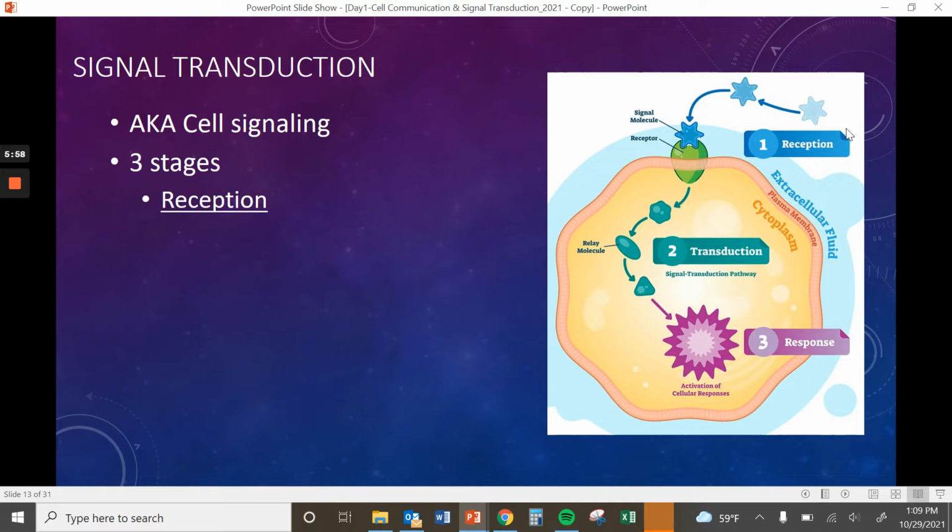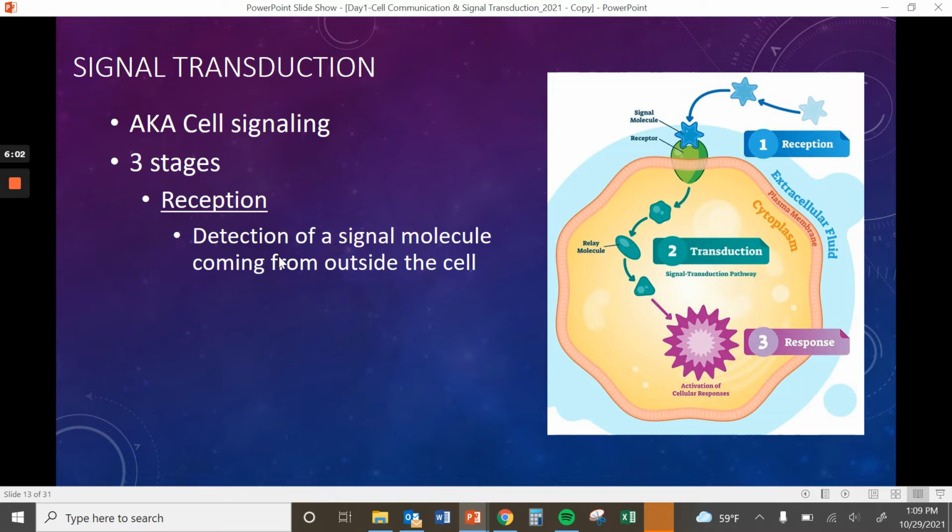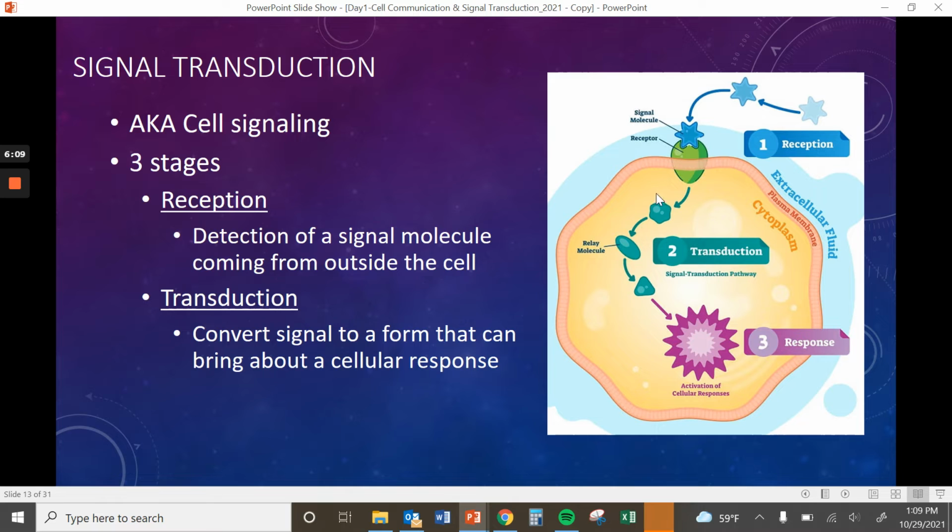And the 3 stages are first reception. So how is that signal received by the cell? Okay, and it's the detection of the molecule coming from somewhere else outside. Then we have transduction. This is where we convert that signal to a form that can bring about a cellular response. Usually we are amplifying the signal, so that we have one molecule, but then we end up amplifying so that multiple molecules are going out and sending this signal. That's transduction.